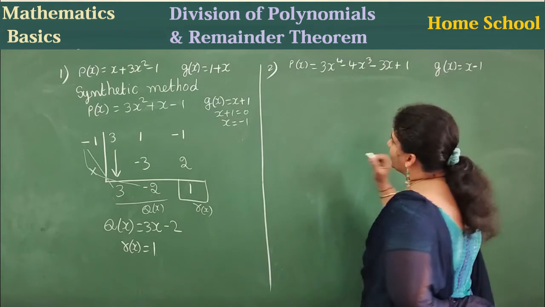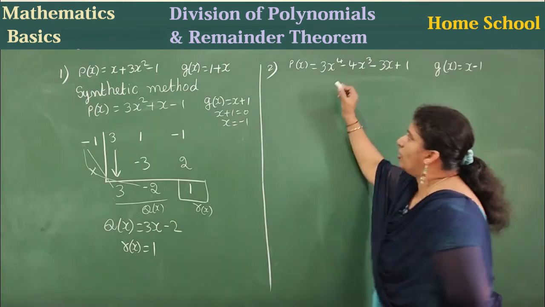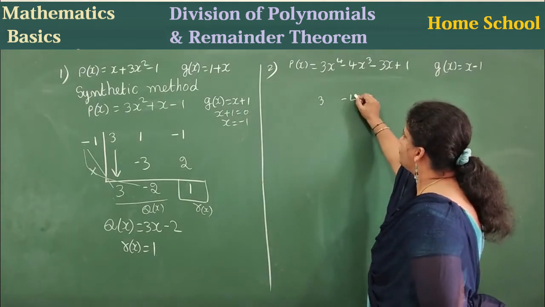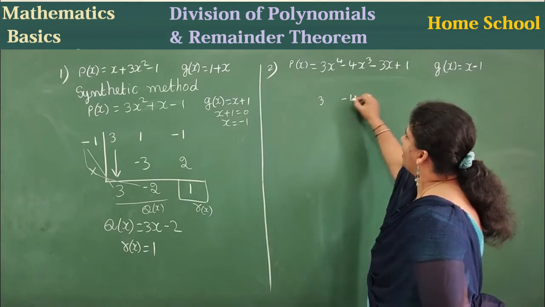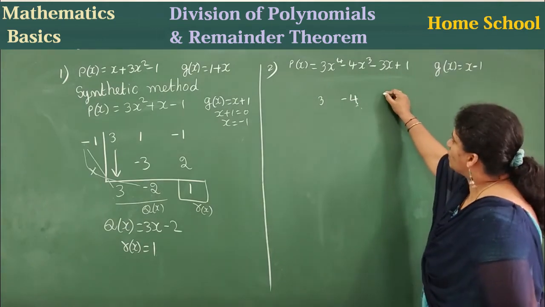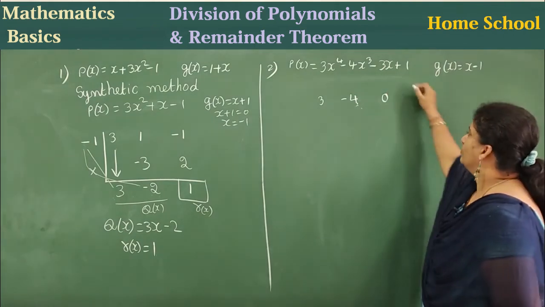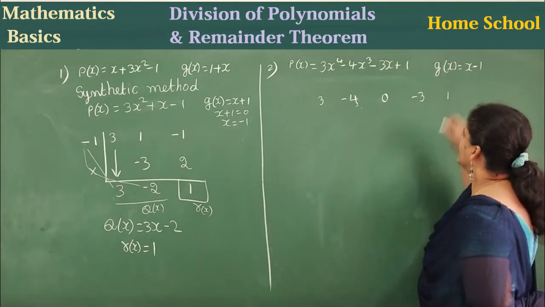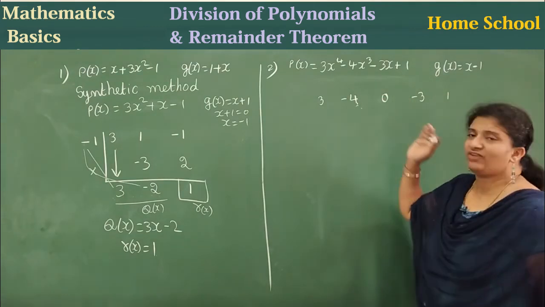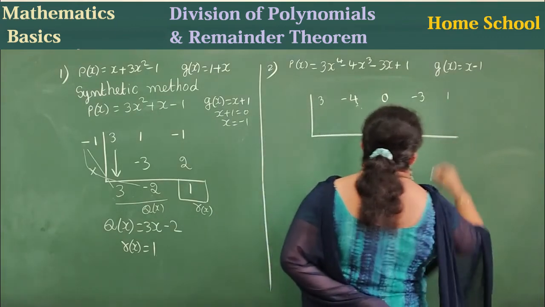Now, in the same manner we are going to do synthetic division here. First thing you need to do, write all the numerical coefficients: 3, minus 4, and here x square is missing. Instead of x square, I will write 0 here. Now minus 3 and here it is 1. Leave a little space in between every number. Now take a box like this.